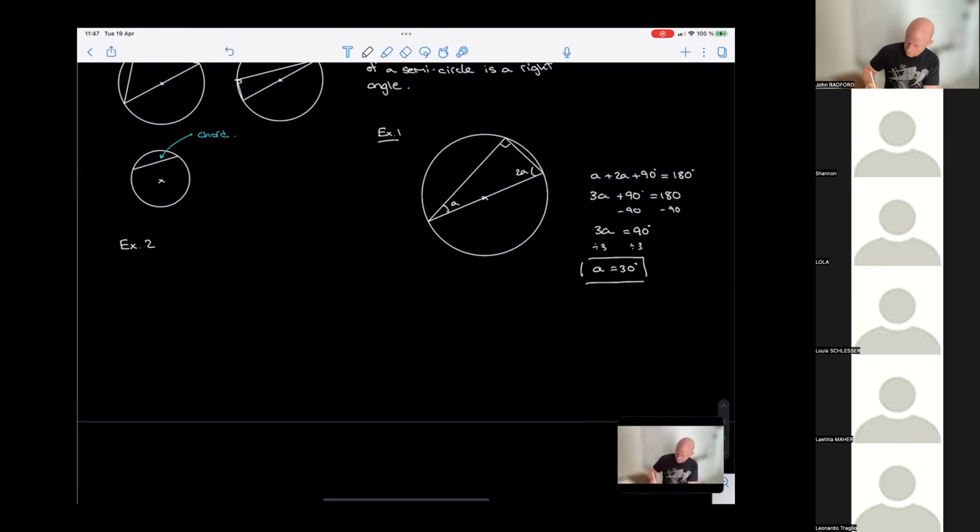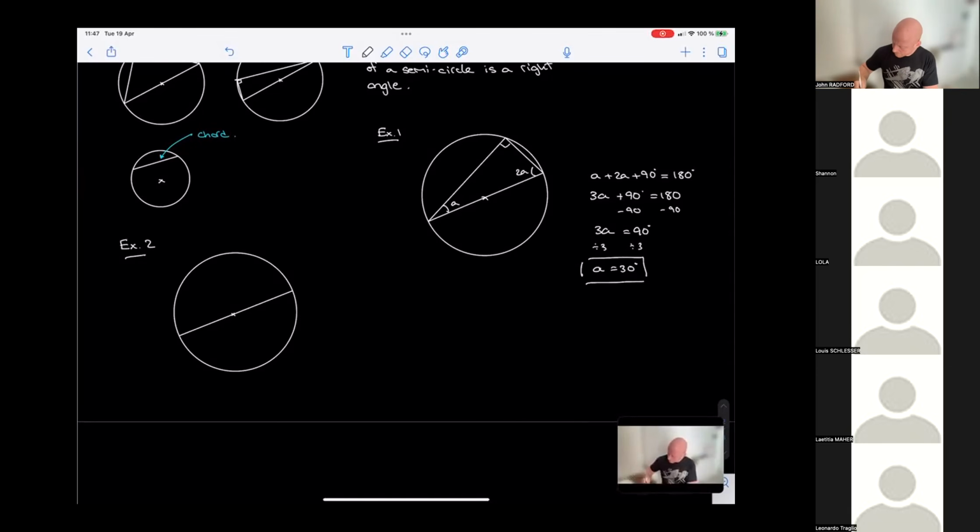Exercise 2, or example 2, I should say. Again, I'm going to give you a circle, and I have the center here. If I were to quiz you, I'd definitely give you something like example 1, and I'd also give you something like this one. This time I'll draw it like this.